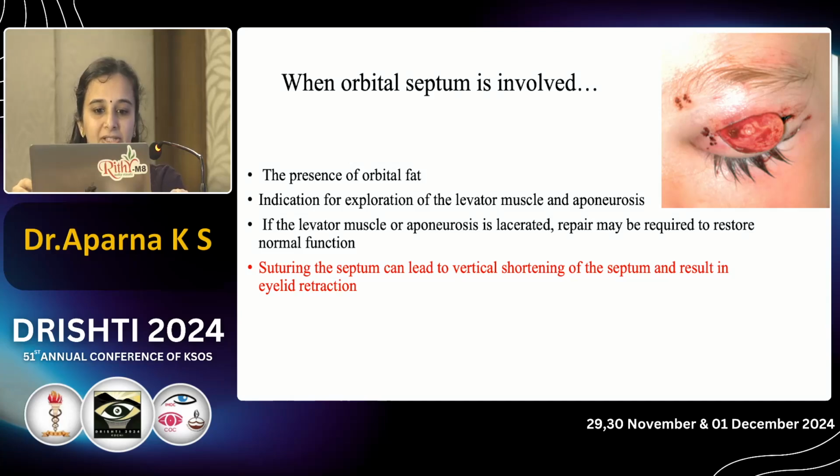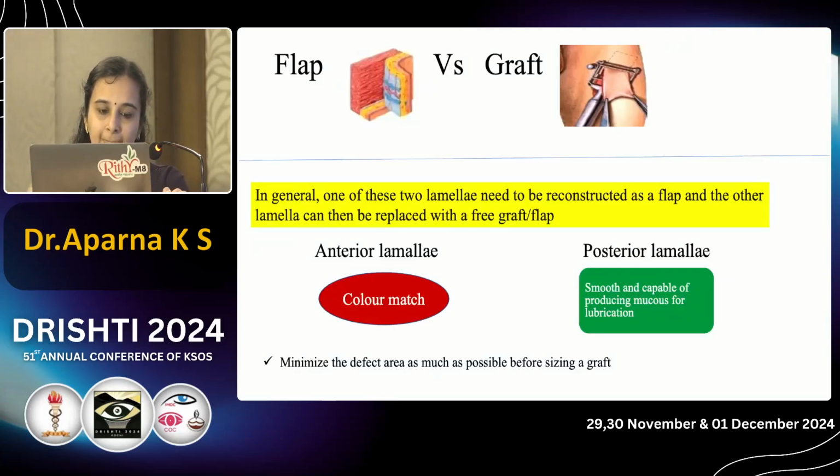But during suturing, you should make sure that you are not involving the septum, because if we are suturing the septum, there will be vertical shortening of the septum that can result in lid retraction. If it is a smaller defect, we can approximate it, but if it is a larger one, we may have to take flaps or grafts.